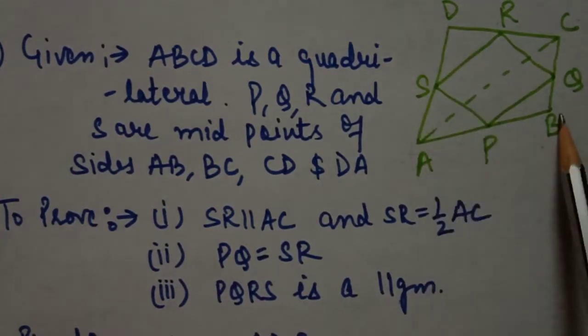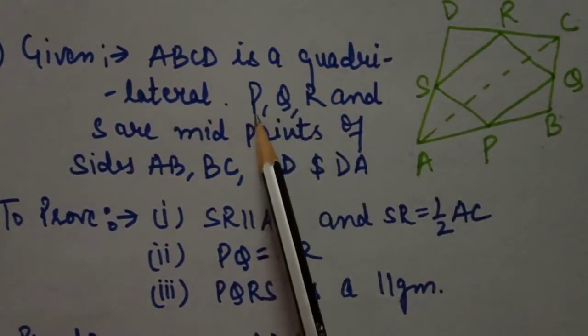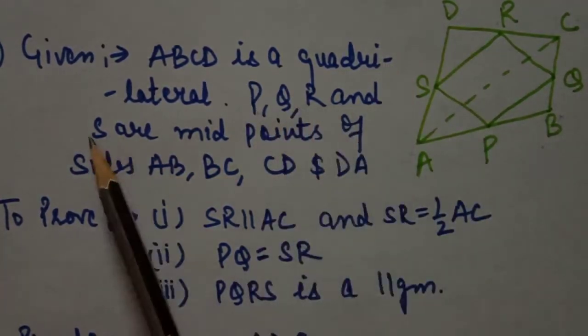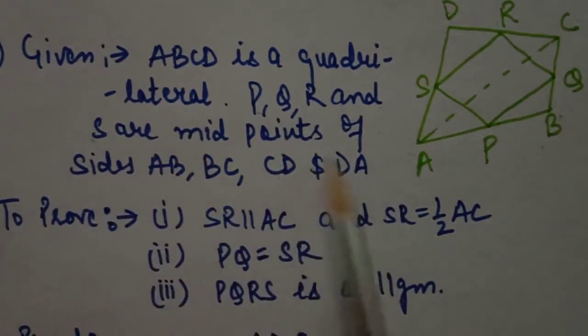Students, pay attention here. If P, Q, R, S are the midpoints of all four sides, so definitely the midpoint theorem will be applicable here. So students, what is the midpoint theorem? You remember yesterday we discussed it. According to the midpoint theorem, a line segment joining the midpoints of any two sides of a triangle is parallel to the third side and half of it. You remember the solution also? Yes, definitely you will remember.